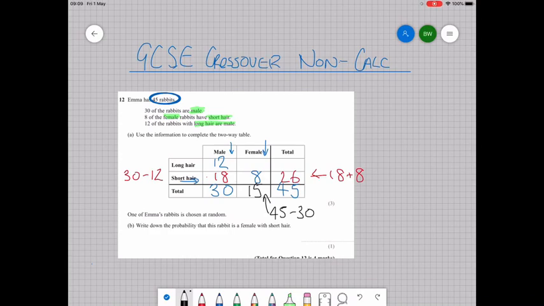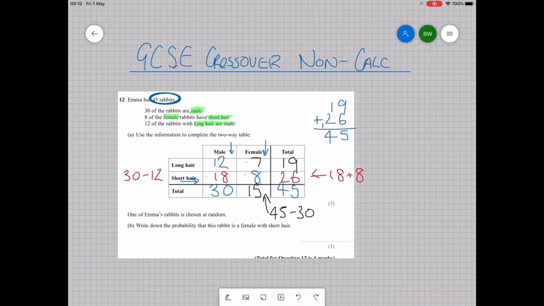And then to work out female long hair, I'm going to do 15 minus 8, 7, because this one and this one must total the 15. Total of long hair is 19. The way I'm going to check this is by doing 19 add 26 and checking that that's equal to 45. So 9 add 6 is 15, 2, 3, yeah, 45, brilliant. So I can check that that one's correct.